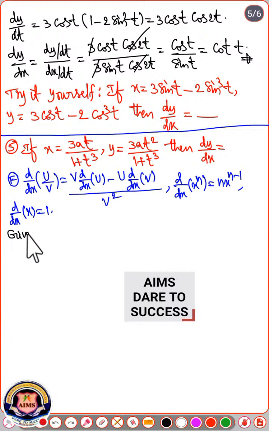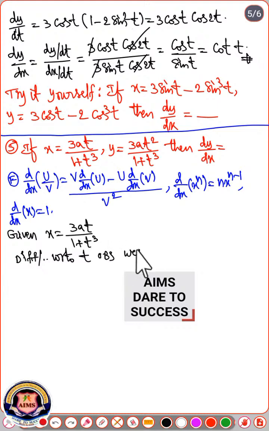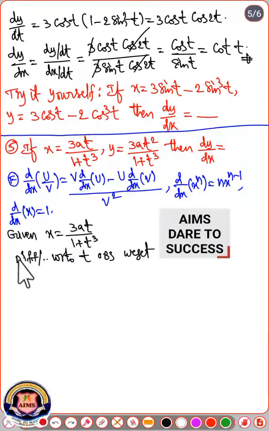We can continue. Given first x value is 3at divided by 1 plus t cube. Right side values are related to t, so differentiating with respect to t on both sides, we get d by dt of x is equal to d by dt of 3at by 1 plus t cube.